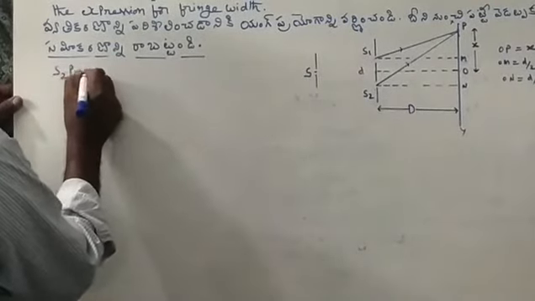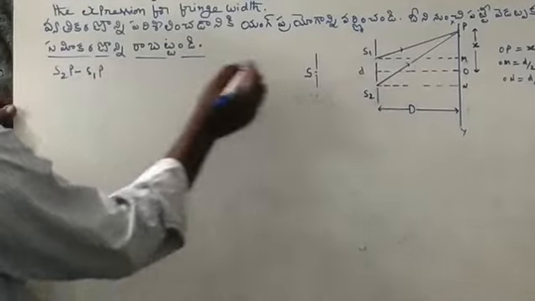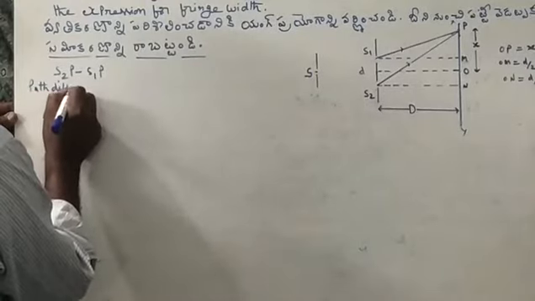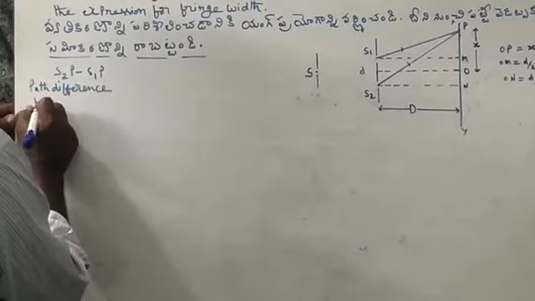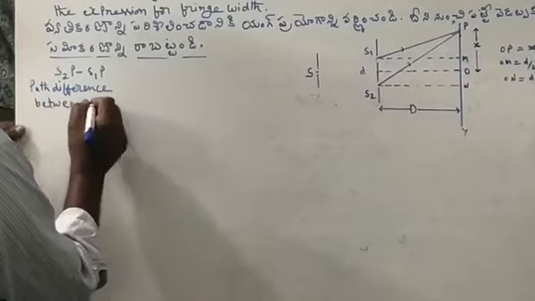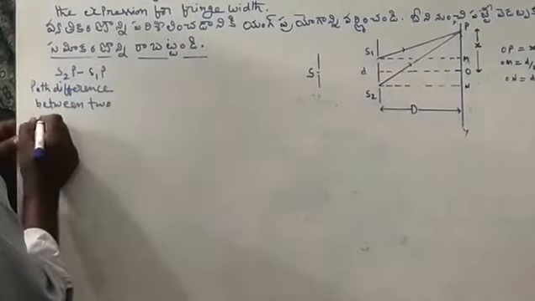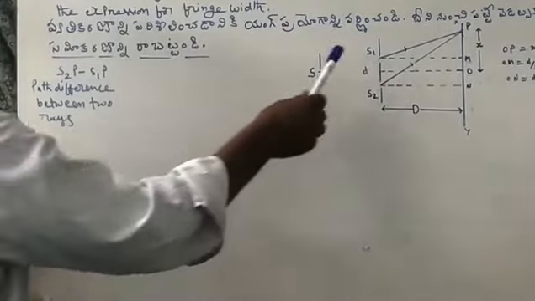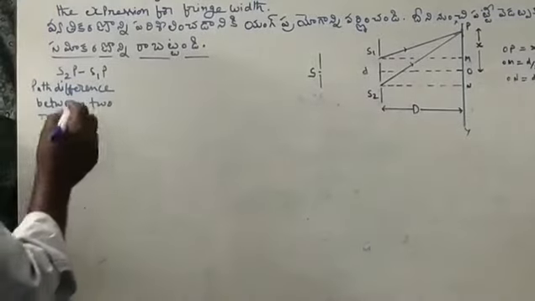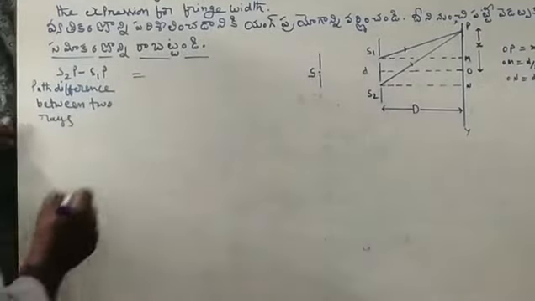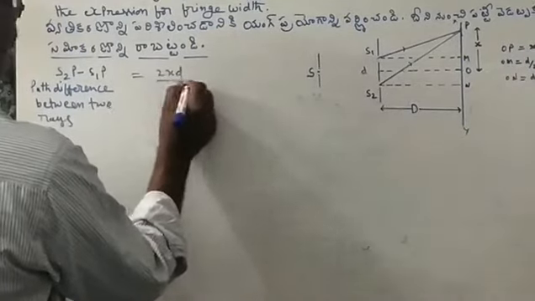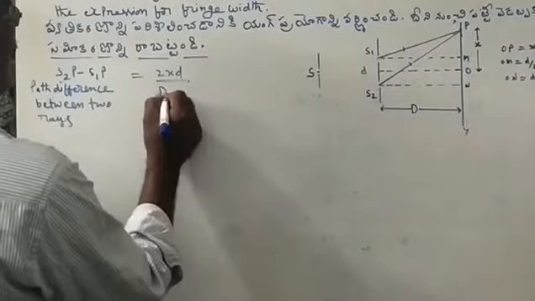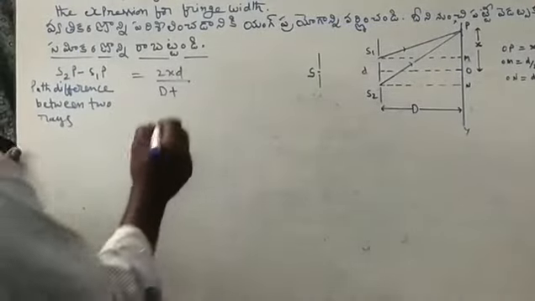S2P minus S1P means path difference. The path difference between two rays is equal to 2xd by S2P plus S1P, which is capital D plus capital D.